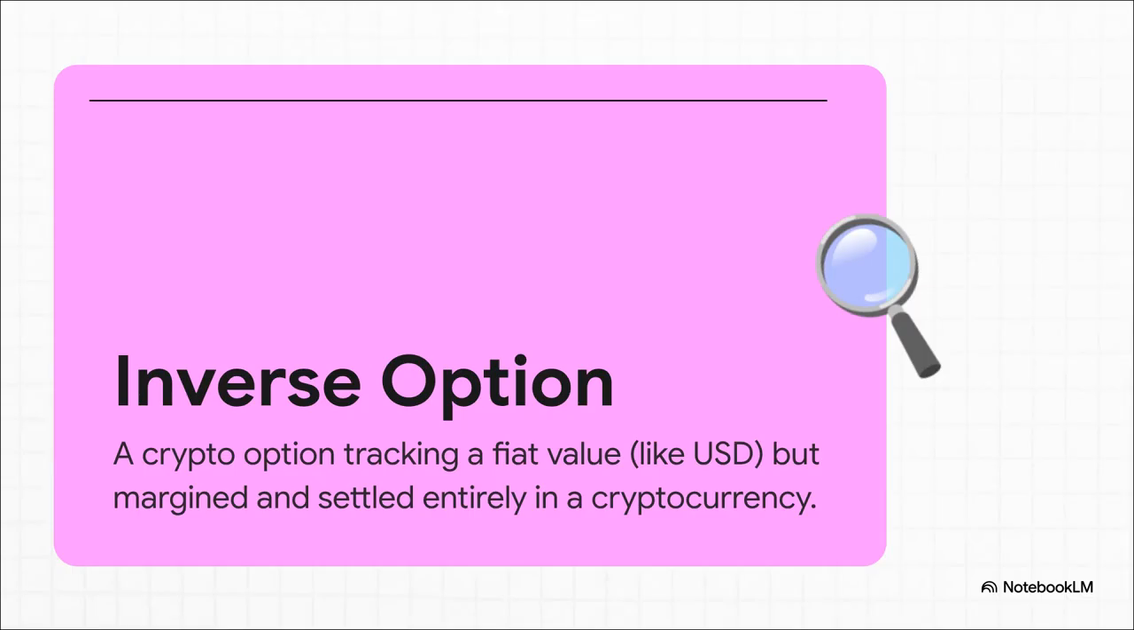So here's the big idea. An inverse option lets you trade on the price of Bitcoin in dollars, right? But, and this is the key, your collateral, the money you put up and the money you get paid out, it's all in Bitcoin. The dollars are just a reference point. No actual US dollars ever touch the exchange.